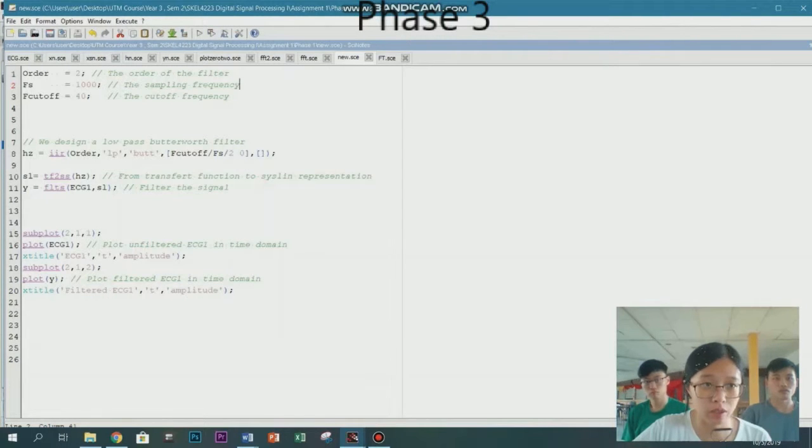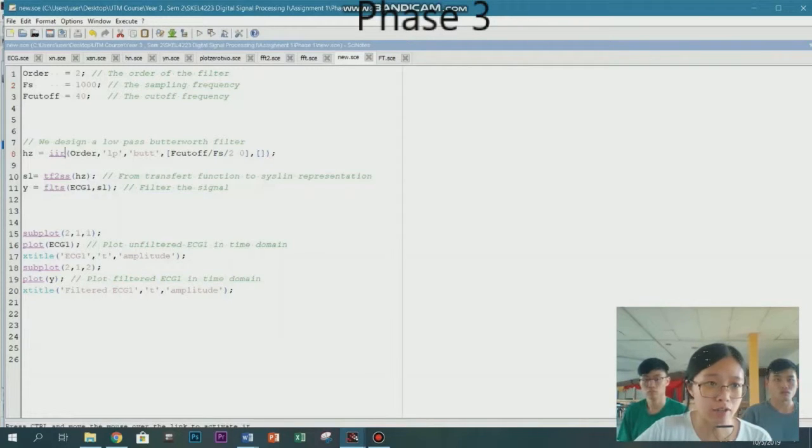We are using a second-order filter, and the sampling frequency is 1000 Hz. It follows the sampling frequency of ECG1. The cutoff frequency is 40 Hz as the noise signal is 50 Hz, so we are using a frequency which is slightly lower than 50 Hz.